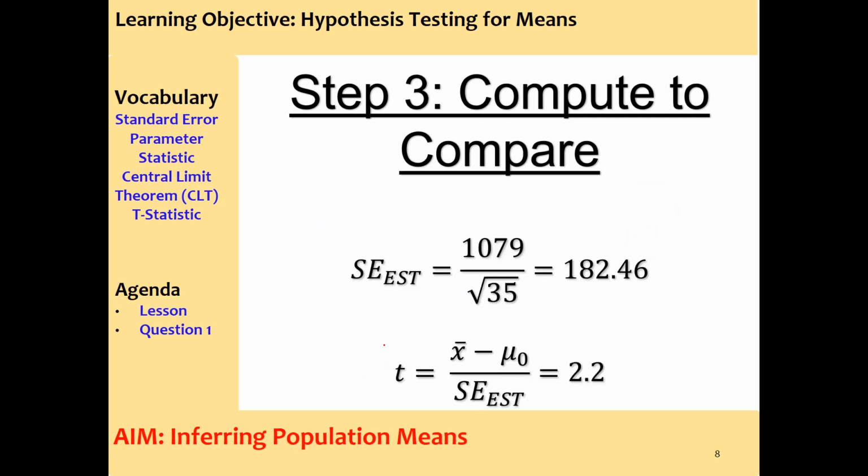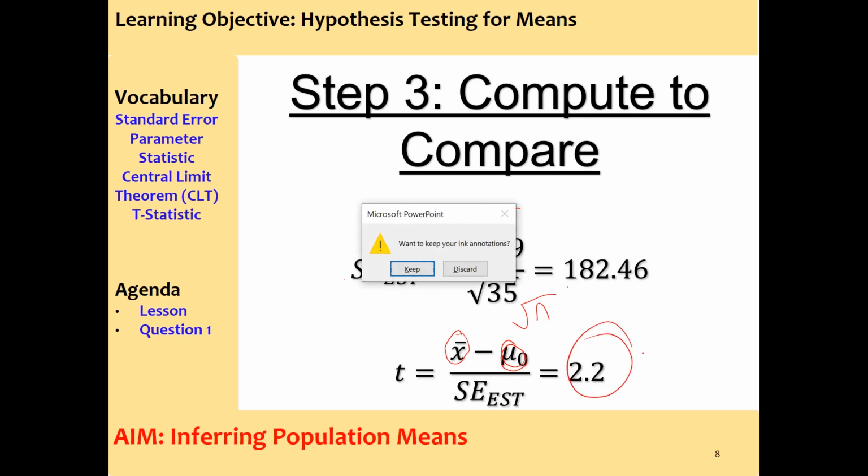All right, compute to compare. First things first, don't forget, the standard error is taking the standard deviation and dividing it by the square root of the sample size. So this is our standard error. Now we're going to take the mean of the sample minus the mean from the null hypothesis, and then divide that by our standard error to get the T statistic.